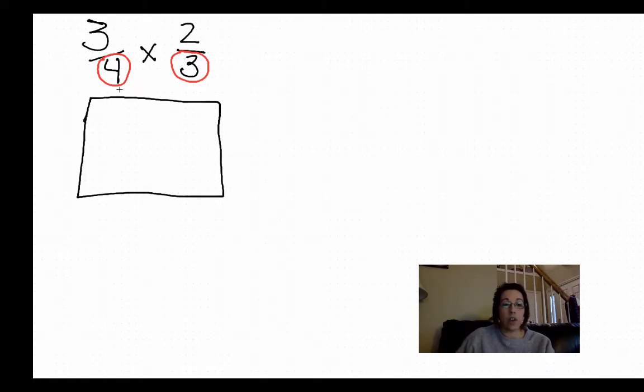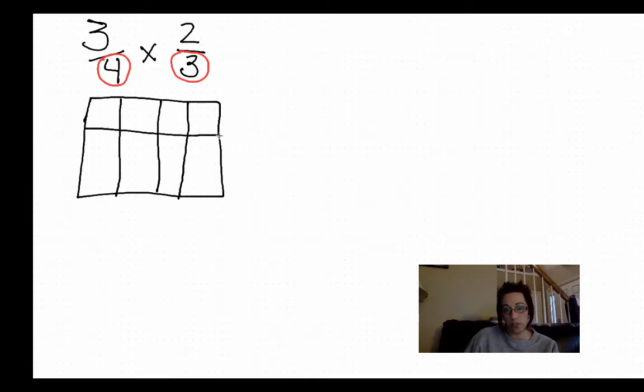And then we're going to take our fourths and take one section and make it into fourths. So 1, 2, 3, 4 sections going down. And going across, we want to make it into thirds. Notice by my model, this does not at all have to be perfect. This is just a strategy to help us solve the problem. So we have fourths going down, we have thirds going across.